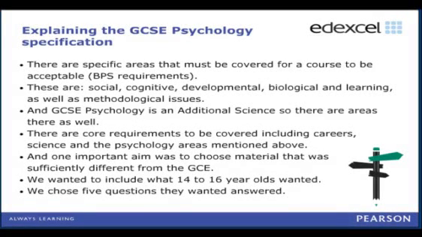So explaining the Psychology Spec, how we set about writing the spec might be of interest. There's specific areas the BPS ask us to cover in any psychology course, and that includes GCSE. I've written them down there: social, cognitive, developmental, biological, learning, and some methodology, which is basically how science works. This is an additional science, so we have to answer the core for the additional sciences as well. There are core requirements such as how science works, and the psychology areas mentioned above, social, cognitive, and so on. And one important aim we had was to choose material that was sufficiently different from the A-level. We thought it would be nice if there was progression so that candidates doing the GCSE could still be interested in perhaps covering different material for the AS and the A-level.